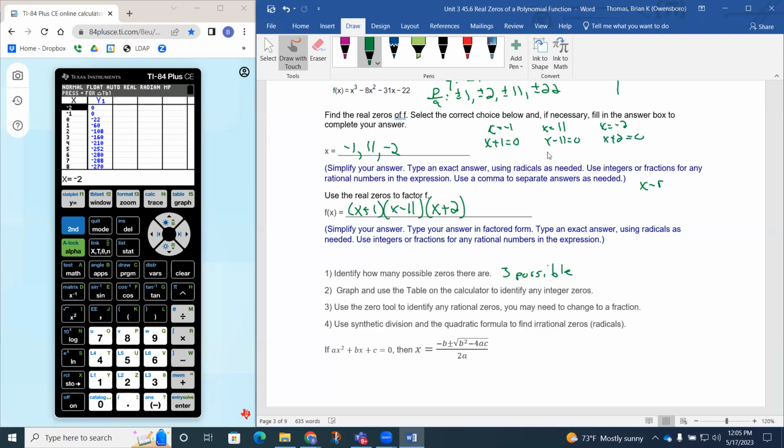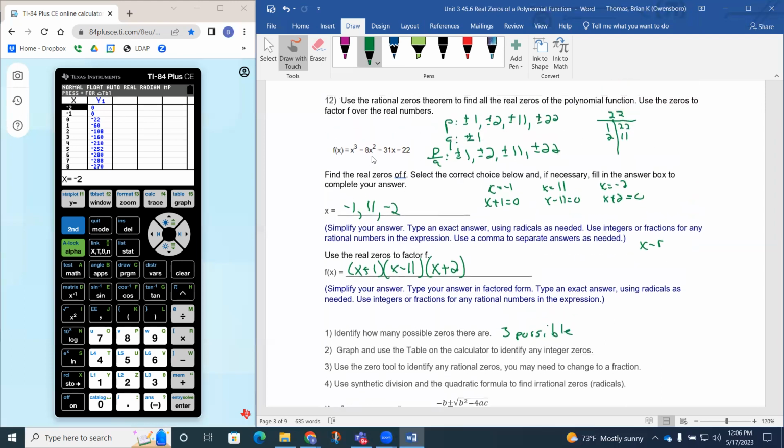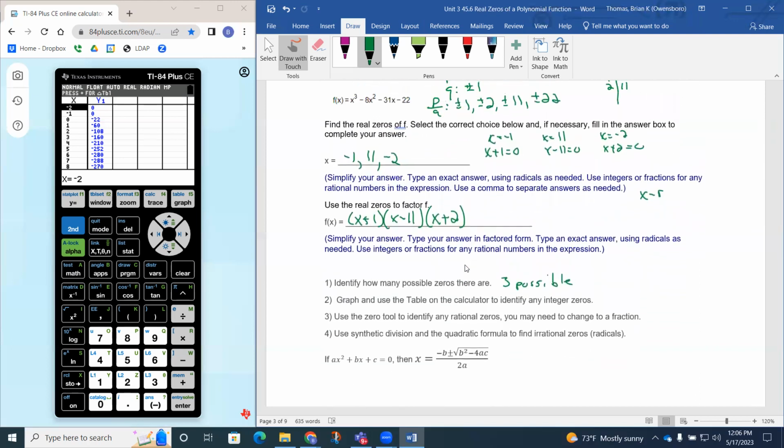So remember how we set factors equal to 0, and then these would all become back into this part if you think of the process going the other direction. If I was trying to solve x cubed minus 8x squared minus 31x minus 22, usually we would factor it, set each factor equal to 0, and then find the zeros. Now we're actually finding the zeros first, changing it back to factored form, and then putting it into its actual factors. That's kind of our strategy for that problem.